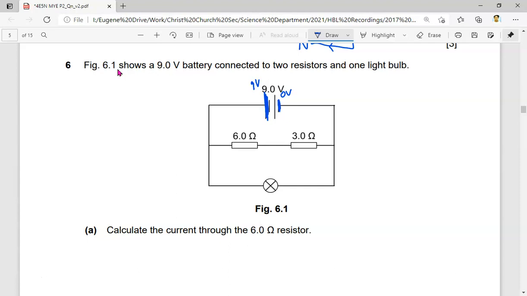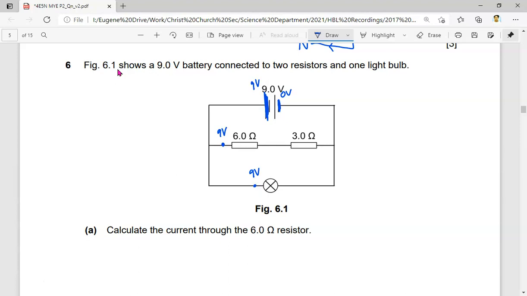Take note, voltage is about the amount of energy that each charge carries. It will only be converted away when it passes through a load, such as a resistor or a light bulb, where the energy is converted to other forms of energy. Along this whole wire, the charges do not pass through any load. Therefore, the voltage at this point will be 9 volts. Same here, 9 volts, because energy is not converted to any other forms. So the voltage across here is 9 volts.